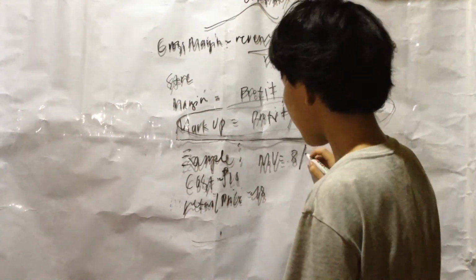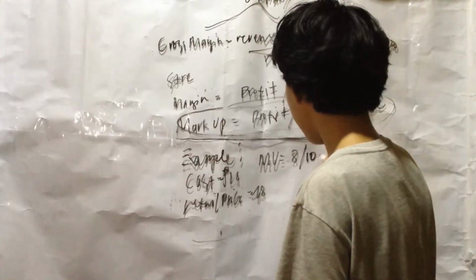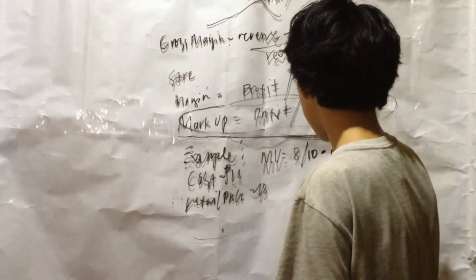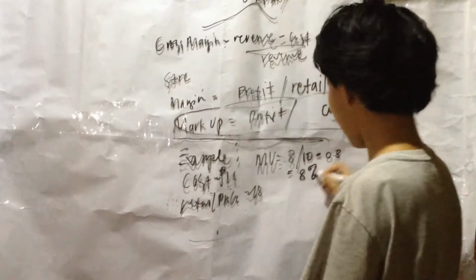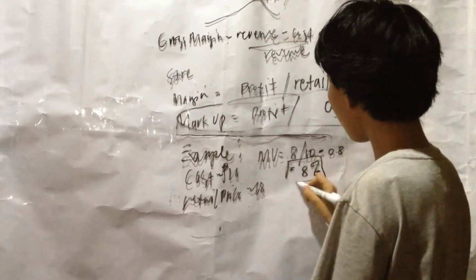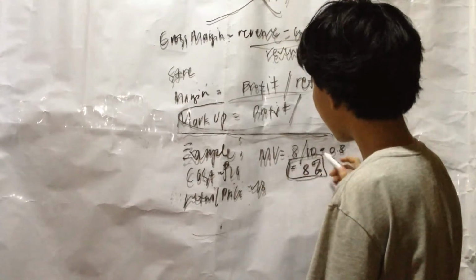Then, yung cost price naman natin, 10. 8 over 10 is equals to 0.8. Or, sabi natin, 80%. Ayan ang makukuha natin sa markup.